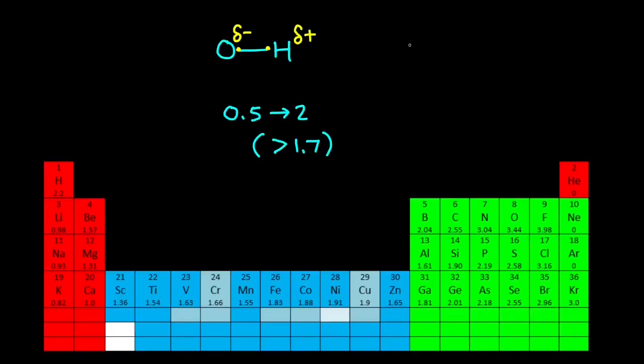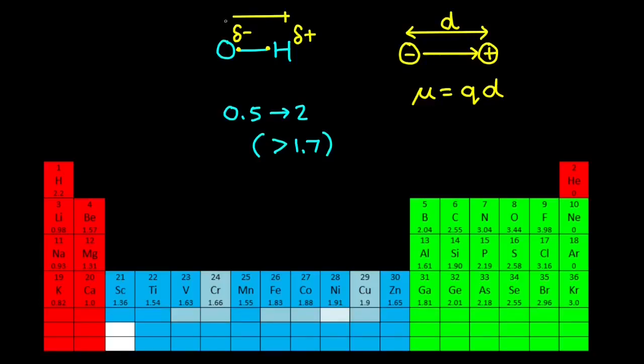Now a dipole moment is a vector drawn from a negative to a positive charge, and it has the magnitude of the charge times the distance between them. Then in chemistry we draw the dipole moment from the positive dipole to the negative dipole. And this signifies that the covalent bond is polar.